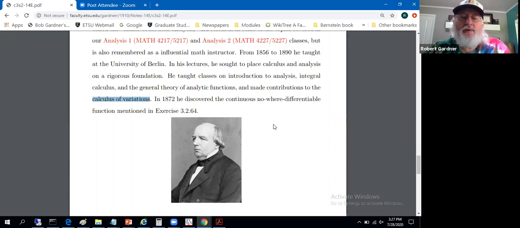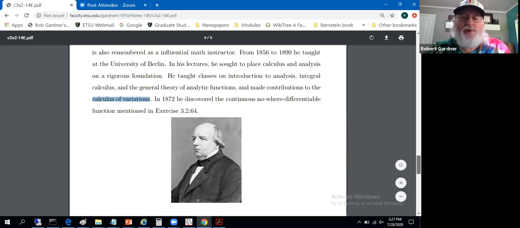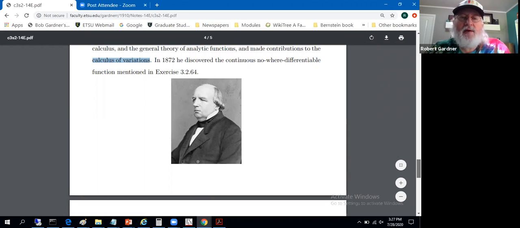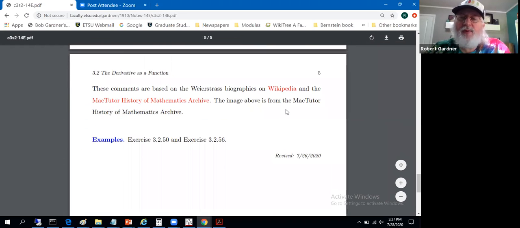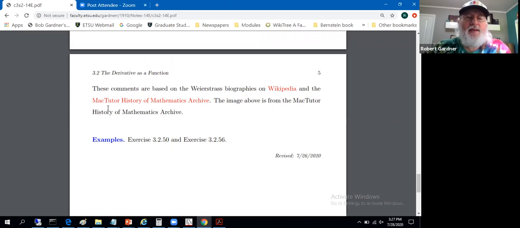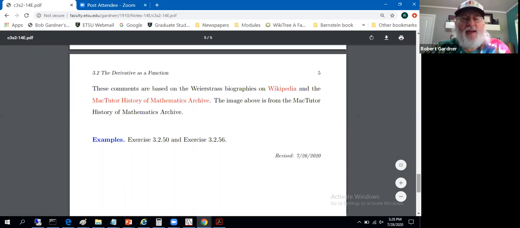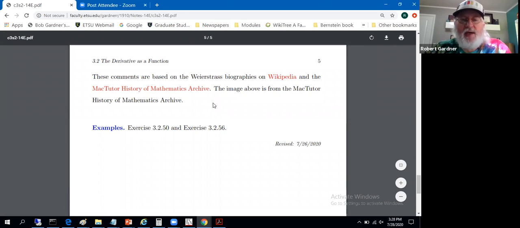It's 1872. Here's that austere chap, Weierstrass, 1872, that he comes up with this idea of a continuous nowhere differentiable function. This super quick biography brought to you by Wikipedia. What you read on Wikipedia, take with a grain of salt. And the MacTutor History of Mathematics Archive, I've mentioned that before, a very reputable website with more math history than anybody could possibly want to know. So there's just some references on that. That image, by the way, is from the MacTutor site as well.